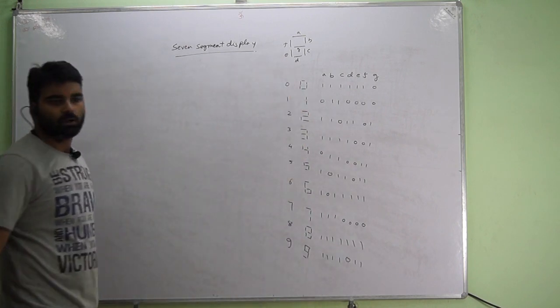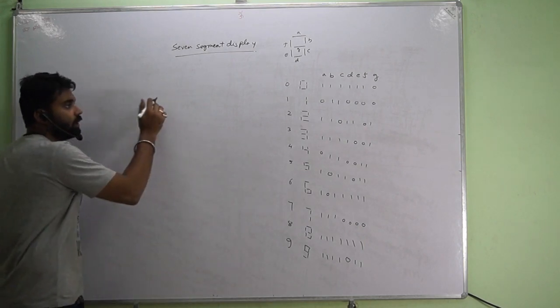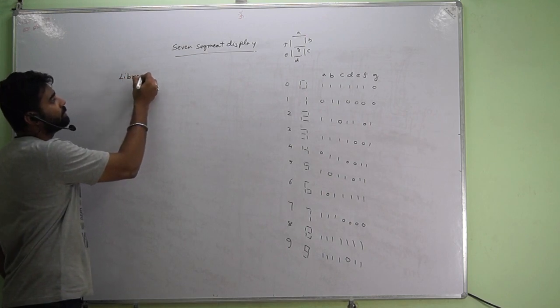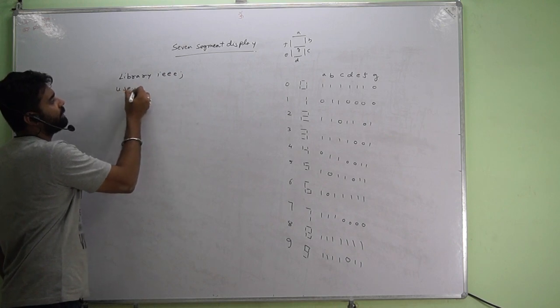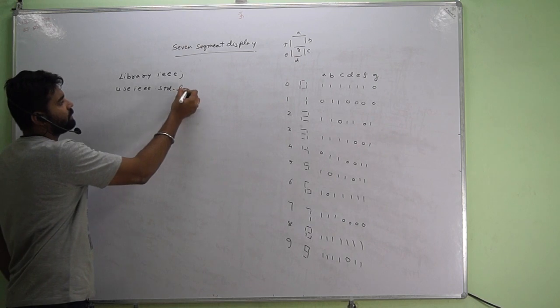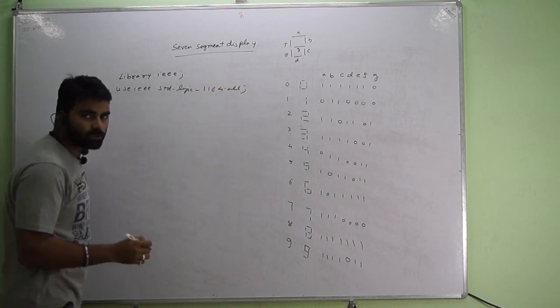So, we'll start the programming for this. It's easy programming. Okay, we'll start. VHDL programming. Library IEEE. Use IEEE.std_logic_1164.all, it's a package that is included.